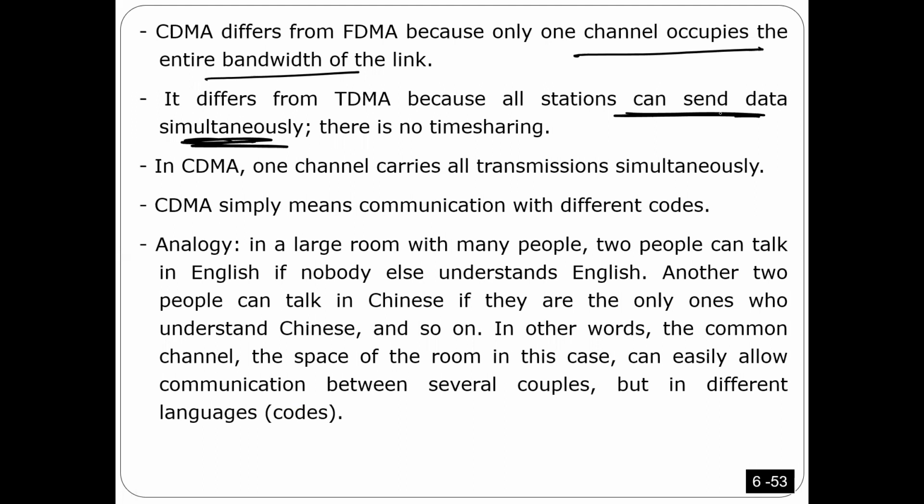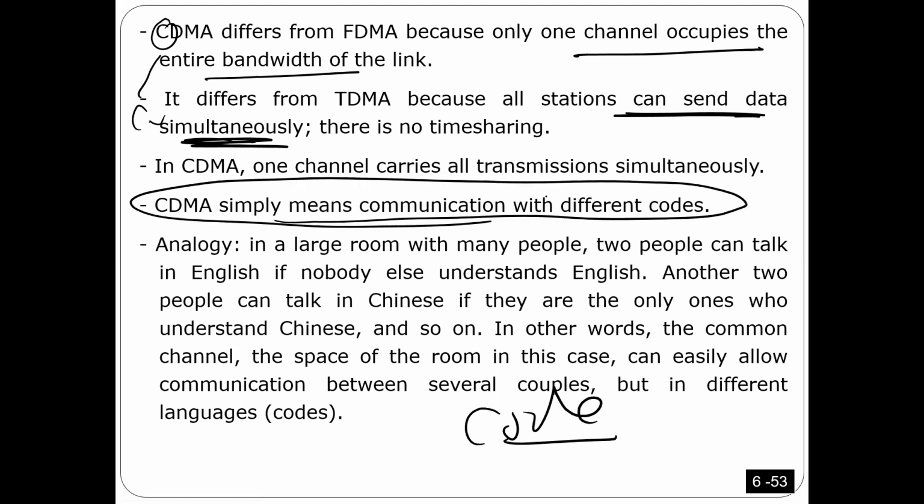That's a very good question: how is there no collision? You told us before, if you take the whole bandwidth and you transmit at the same time, there should be collision. There is no collision because we're going to use a very interesting idea. We're going to use what we call codes. That's why it's called CDMA. The C here means code. Everybody is going to use a different code. So CDMA means you communicate with different codes.